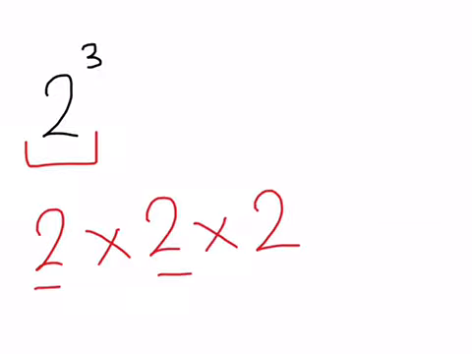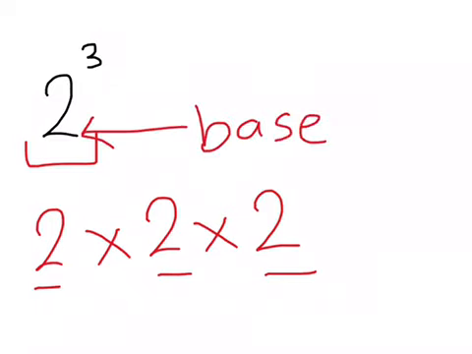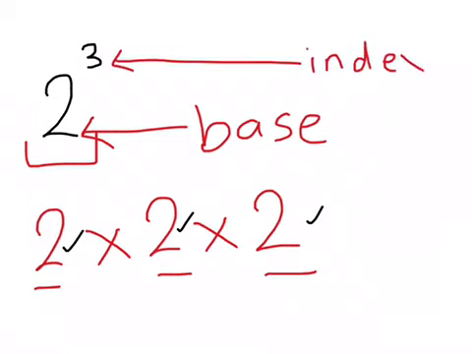So we have 2 times 2 times 2, which is this number here, and that is what we call the base. Now then, the amount of times that number has been multiplied, so we've got 1, 2, 3, that is this number up here, and that is what we call the index. Sometimes it is also called the power.